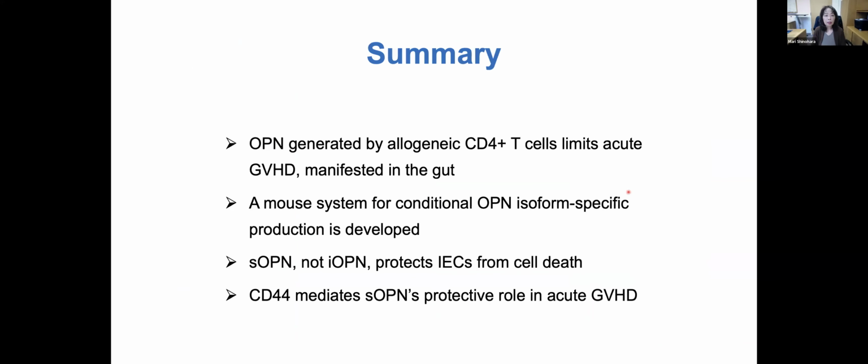So now the summary right here. OPN generated by allogeneic CD4 T cells limits acute GvHD manifesting in the gut. And then a mouse system for conditional OPN isoform-specific production is developed. And then importantly, sOPN, not iOPN, protects IECs from cell death. And then we also found that CD44 mediates sOPN's protective role in acute GvHD.